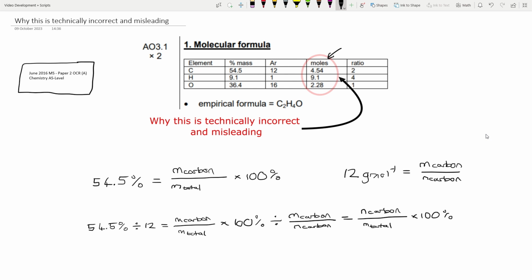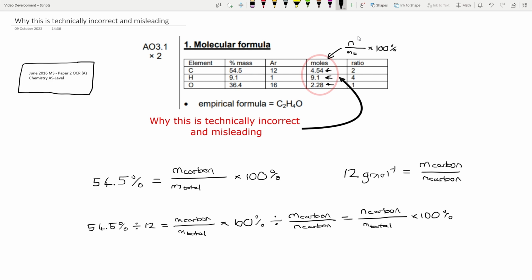So we can see that these numbers that have been calculated here are not actually moles. They are actually the number of moles over the total mass times 100%. So labeling this as moles is technically incorrect and misleading. If a student who was learning chemistry was to see this, they would be thinking, oh, this is potentially a new way to work out moles. I've never seen this before. In the classroom, we've learned one technique, but all of a sudden I'm seeing this new technique. Which one am I to use?